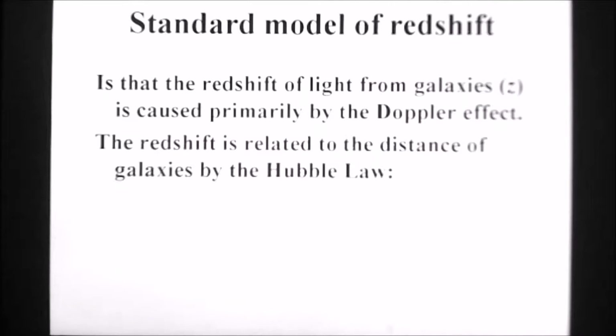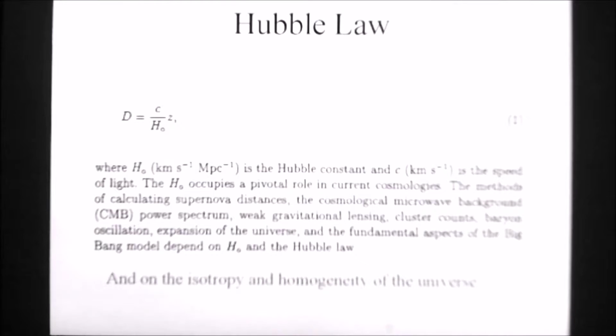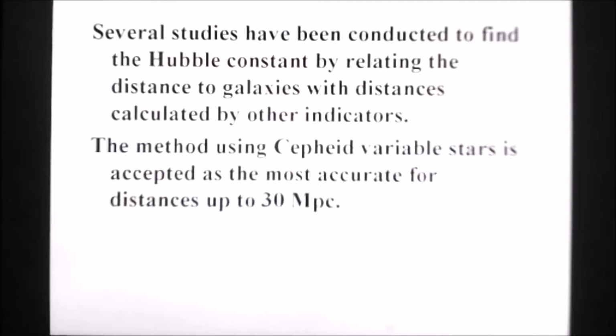The standard model of redshift is that redshift of light from galaxies is caused primarily by the Doppler effect. The redshift is related to the distance of galaxies by the Hubble Law, distance proportional to z through a proportionality constant. The Hubble constant in this equation plays a pivotal role in current cosmology. The Big Bang model calculates several observations using this law and on the isotropy and homogeneity of the universe.